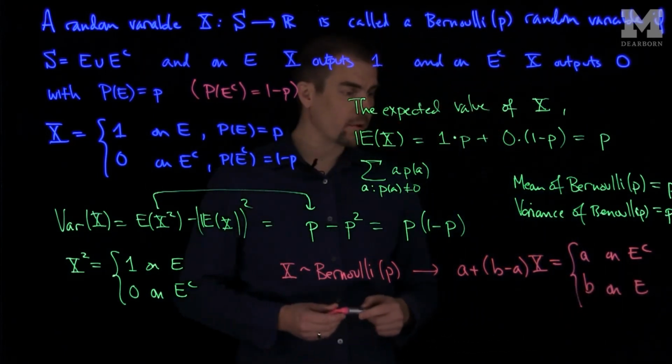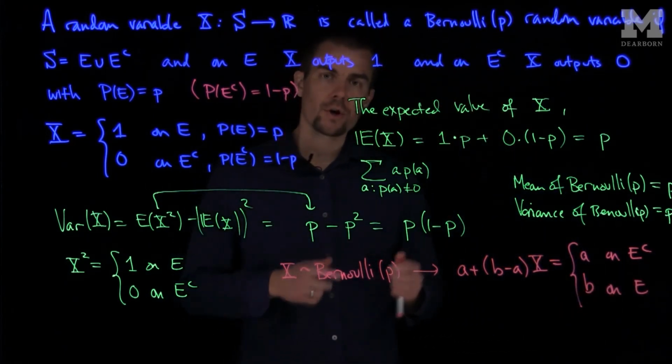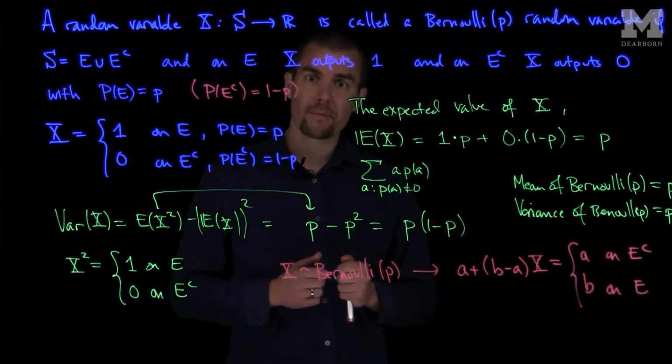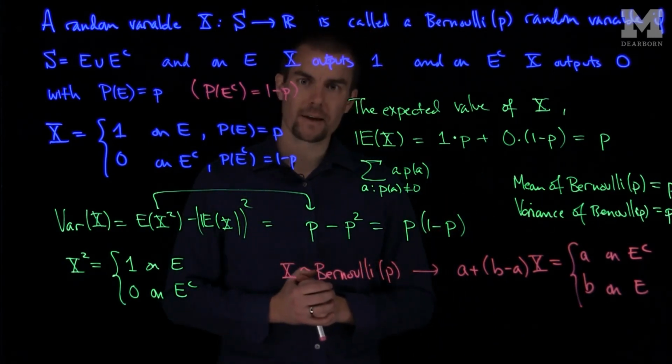So if you have a random variable that takes on exactly 2 values, you can write it as a linear combination of a Bernoulli random variable and a constant. Thank you very much.